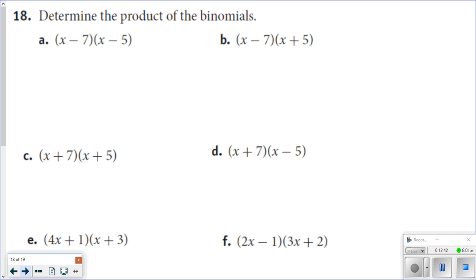You need to decide what works best for you. You can use the box method, or you can FOIL. You could also switch back and forth. It's totally up to you. Go ahead and work on A through F. Pause the video, please.